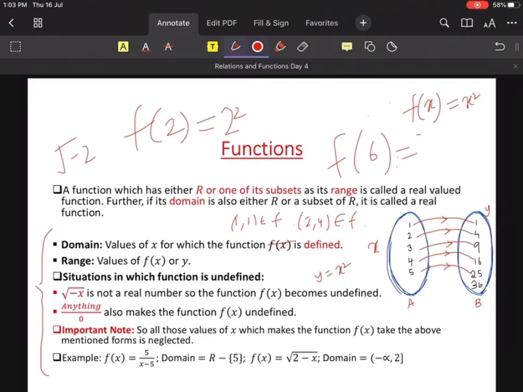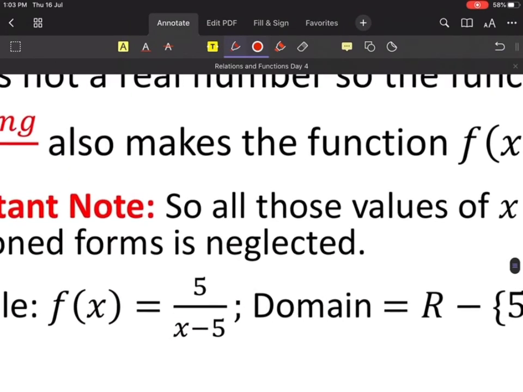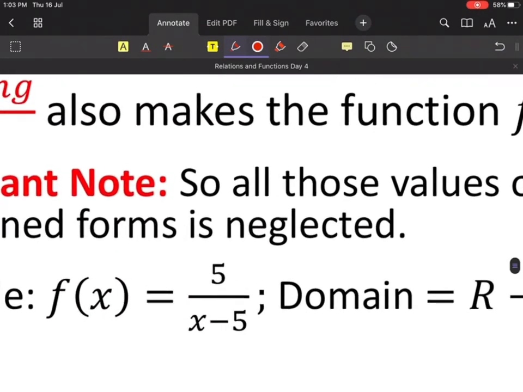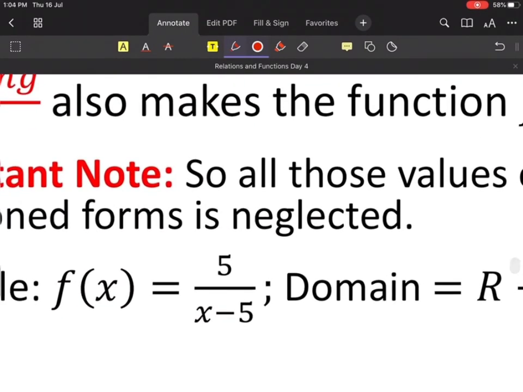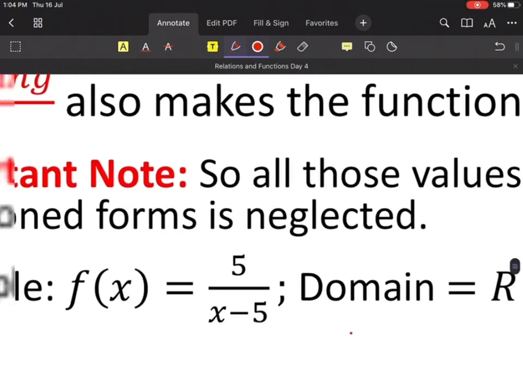Understood? Now we will be doing some examples. I shouldn't have done this one. Forget it. Let's erase this one. Yeah, now it's good. Now everyone can see properly, right?